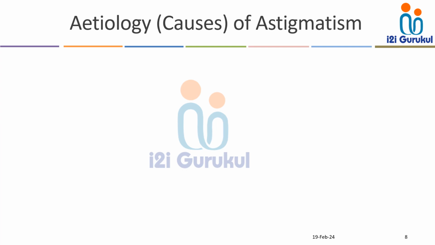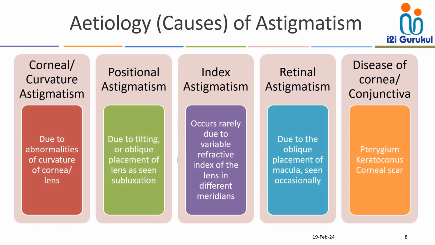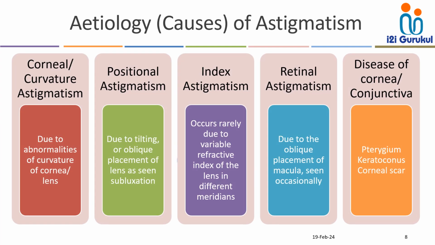We'll see what the causes of astigmatism are. Astigmatism is due to irregular corneal curvature or shape, or due to a change in the lens position. We have 5 main causes of astigmatism, and we'll go through them one by one. The first one is corneal or lenticular curvature astigmatism. This is because of abnormalities of the curvature of the cornea or the lens.